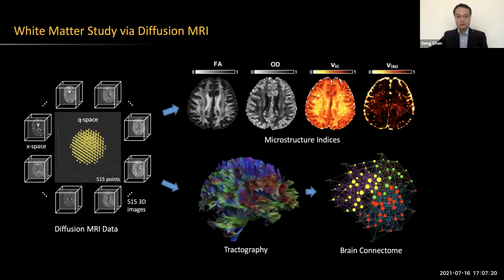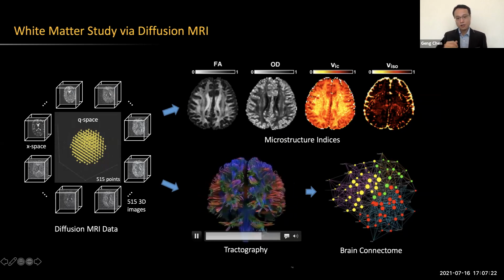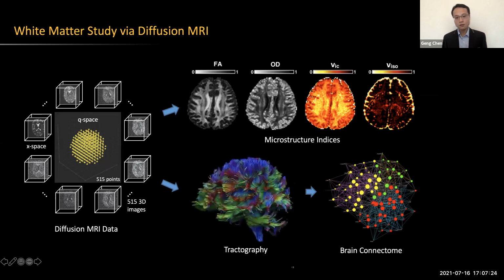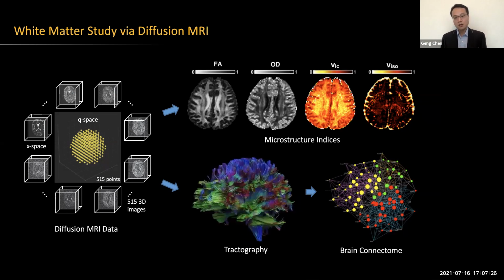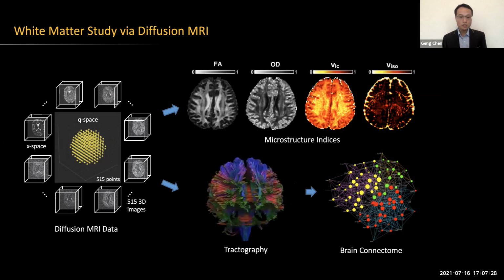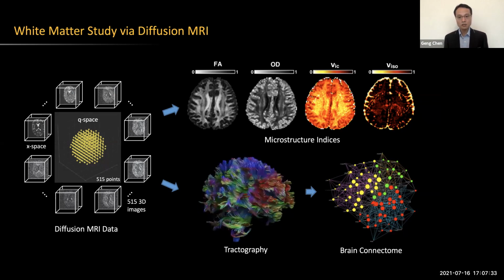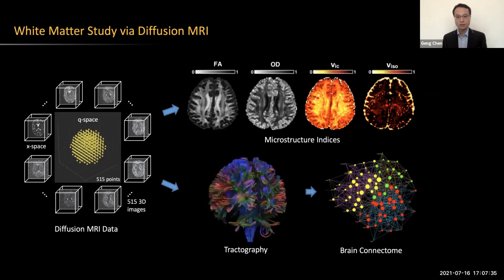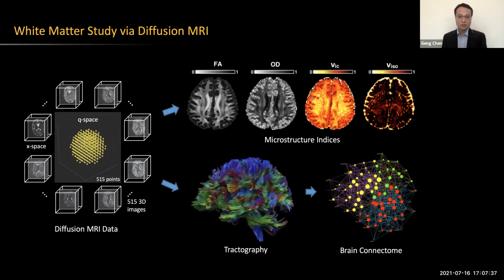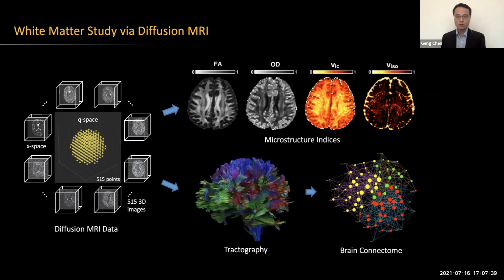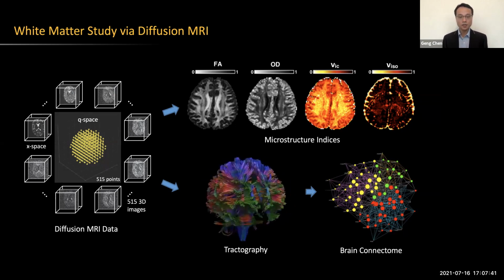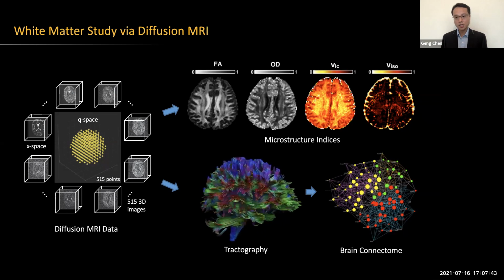The second one is that we can use an algorithm called tractography to reconstruct the whole brain tracts, which represent the 3D geometry structures of the brain white matter. This tractography result can be used for surgical planning and some neuroscience research.